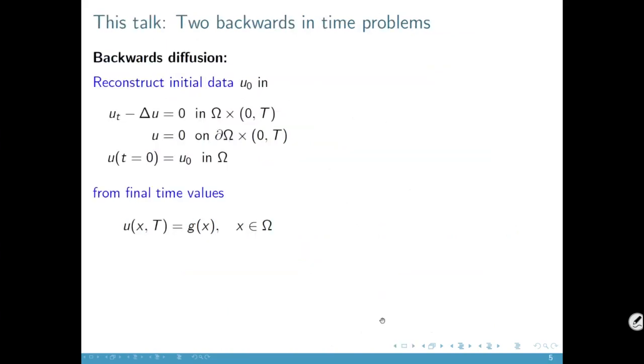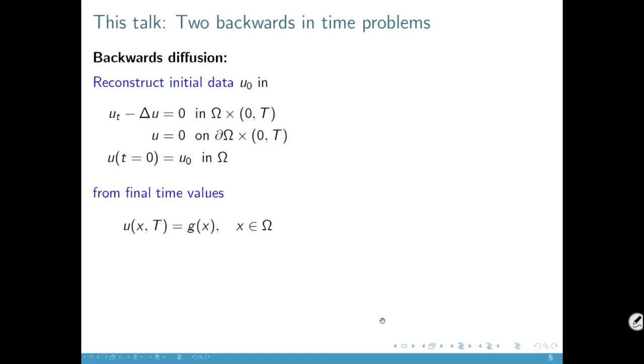So here are the two instances that I would like to look at more closely with you today. And they are both examples of problems where one wants to recover the initial condition of the state. So U is the state here, the solution of the PDE. We want to recover the initial condition, so U at time t equal to 0. And what we have available are observations at final time. So we want to go backwards in time.